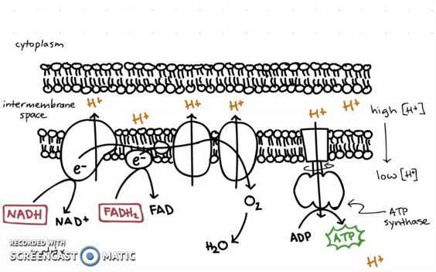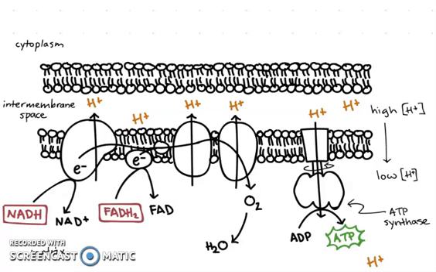Hey guys, in this video we're going to be covering the electron transport chain. In the last video we covered the Krebs cycle, and the video before that we covered glycolysis, and this is the third video in our cellular respiration series. So in this video we're going to be talking about the final step of cellular respiration, the step in which we finally make the energy-rich molecule ATP.